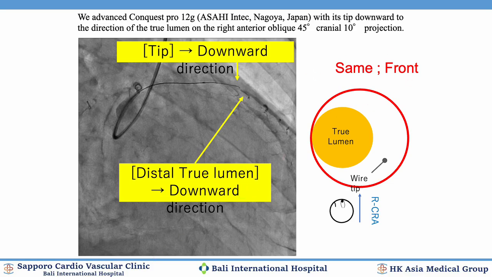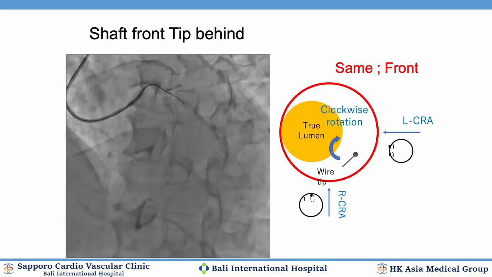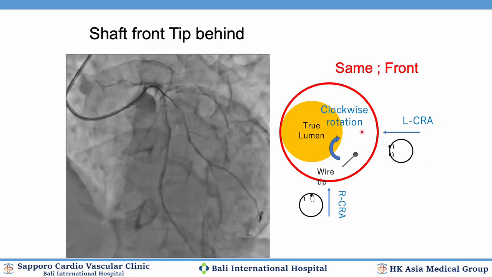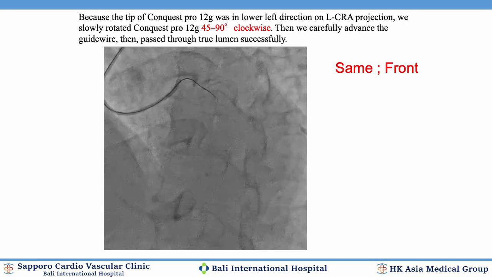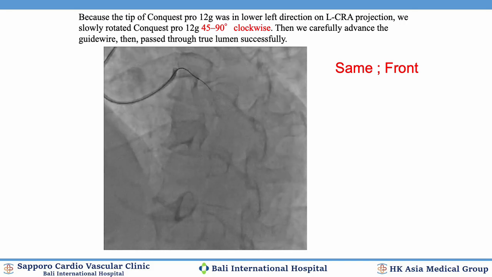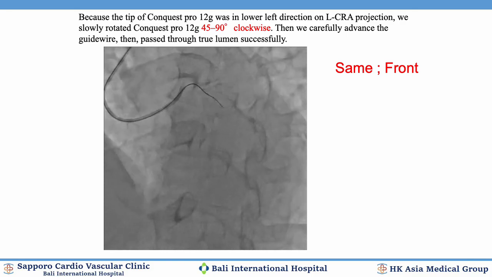It means the wire is on the front side. Wire in front of the true lumen. Then the chip is on the right side, left side. Then it is easy to understand. Clockwise rotation. Okay, now we see from here, 3 o'clock. Then advance the wire. Okay, we get true lumen.